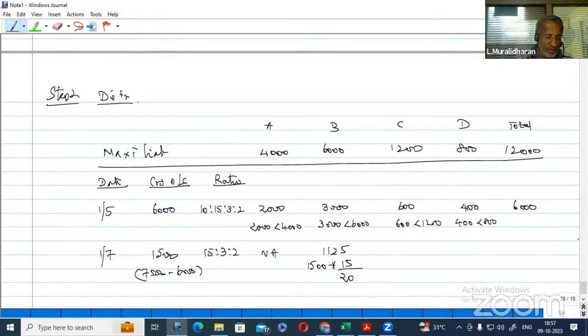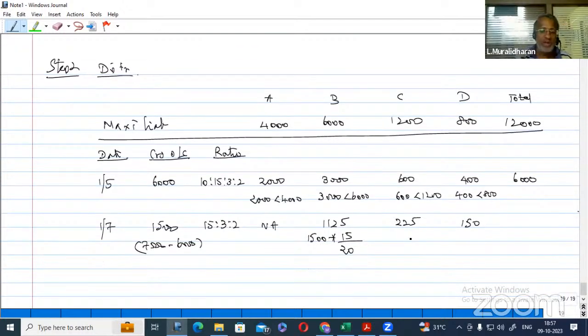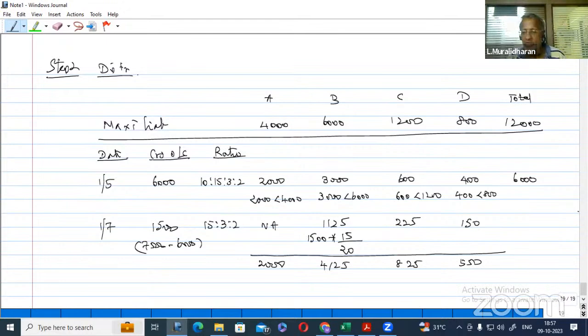Next one, 1500 into 3 divided by 20: 225, and 150. When you do that, you have got to be a little more careful in doing it. All of you, please understand that. In the institute study material, they will not show that. 2000, 4125, 825 and 550.